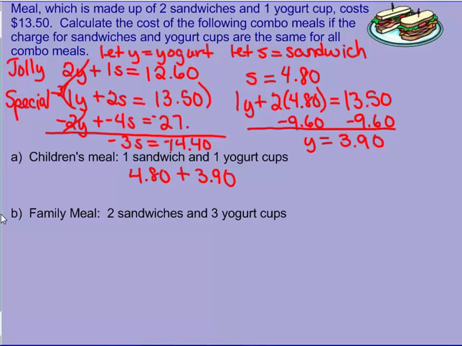What's the cost of the children's meal? Well, that's $8.70. And then 2 sandwiches in the family meal, well, 2 times 4.80 would be $9.60. And 3 yogurts, 3 times $3.90, that's $11.70. So that comes out to be $21.30. Calculate the cost of the following combo meals if the charge for the sandwiches and the yogurt cups is the same for all. So the children's meal is $8.70 and the family meal would be $21.30.